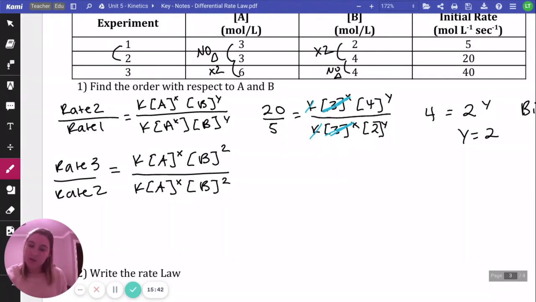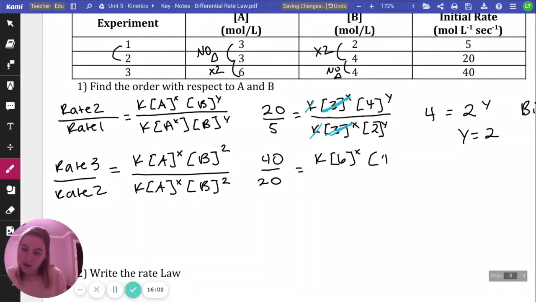All right, let's plug in our values. So the rate of 3 is going to be 40 over 20 is equal to, and then we'll just start plugging in our values. So K, and the concentration of A is going to be 6 to the X, and then the concentration of B is 4 squared. And that's our rate for experiment 3 data, and now we're going to do experiment 2. So then K is equal to concentration of 3 to the X all over 4 squared.